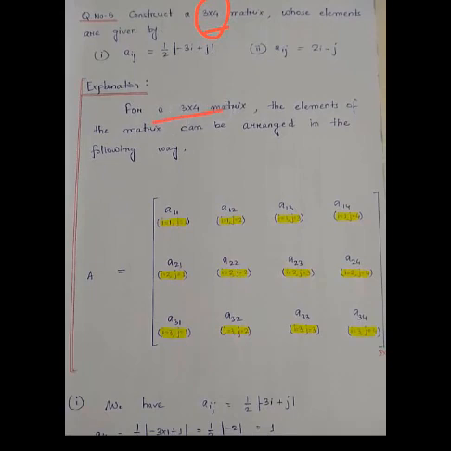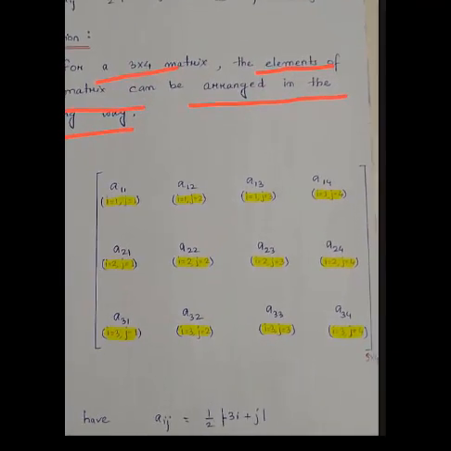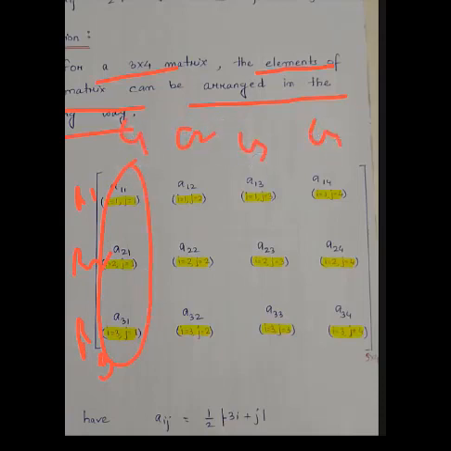For a 3 by 4 matrix, the elements of the matrix can be arranged in the following way. Now what is the way? The first thing we have to notice is that there should be 3 rows. That means this is R1, then R2, then R3. Here this is the first column C1, C2, C3, C4. It means there should be 3 rows and 4 columns. Then only this order will be satisfied.